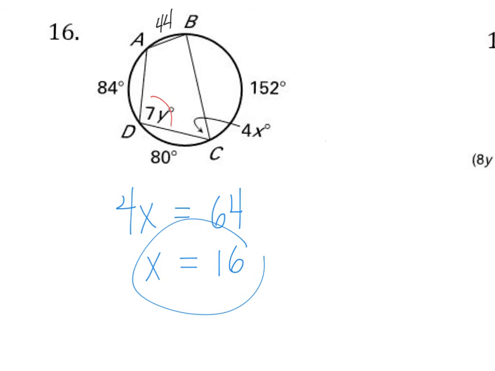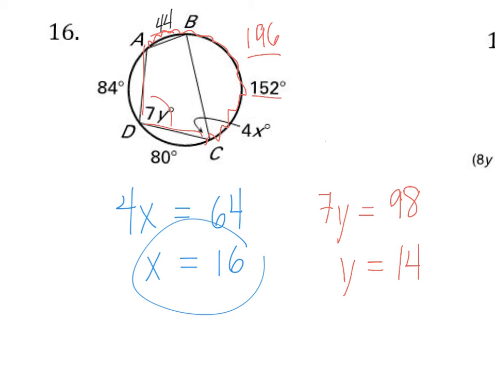So to solve for y, now I'm focused on this inscribed angle. Well, this one opens up to arc ABC, which is going to be the 152 plus the 44, which gives me 196. So, similar to the last problem, I have 7y. It's not going to be equal to 196. It's going to be equal to half that amount, which is going to leave me with 14.